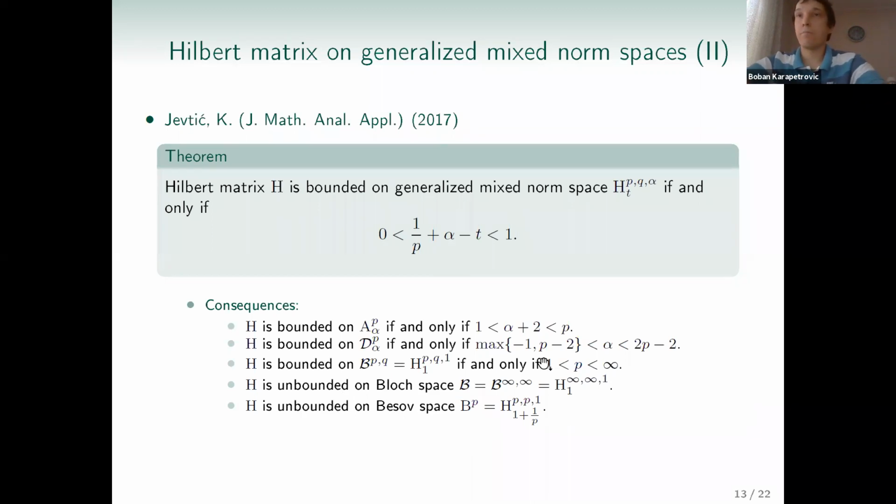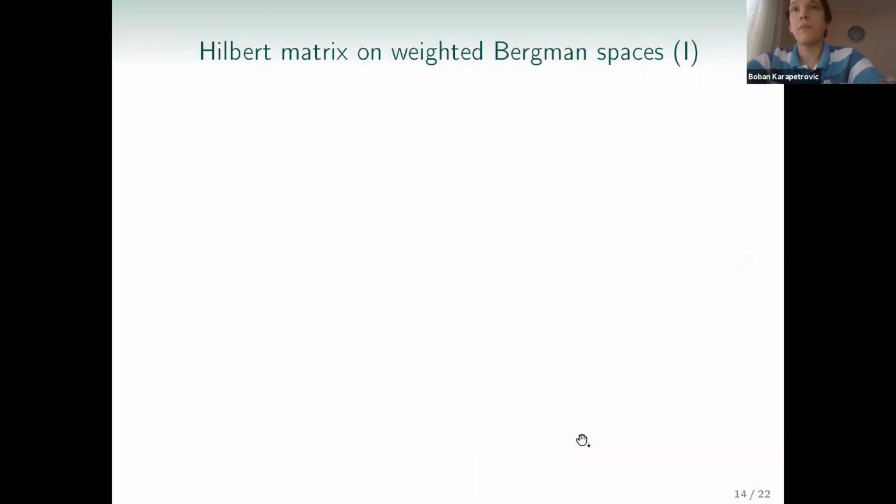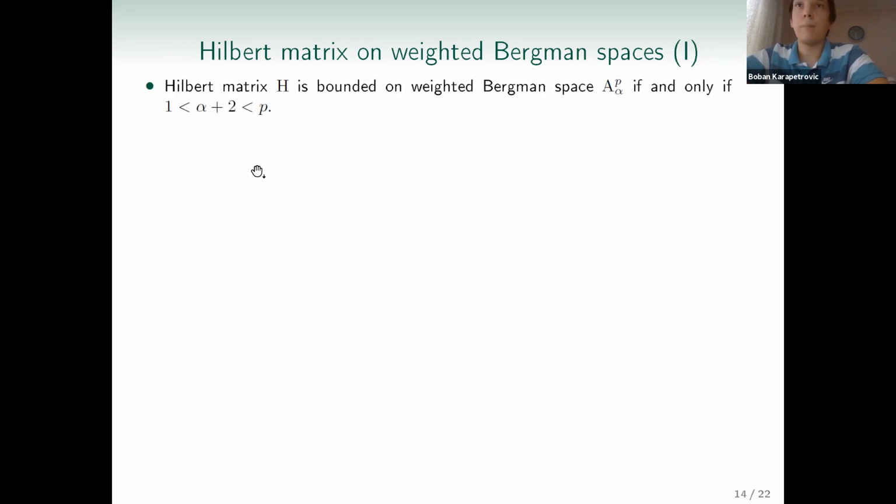And now we have the Hilbert matrix on weighted Bergman spaces. So this is probably the most important part of this talk, with some open problems. So we have that the Hilbert matrix H is bounded on the weighted Bergman space A^P alpha if and only if alpha plus 2 is between 1 and P.